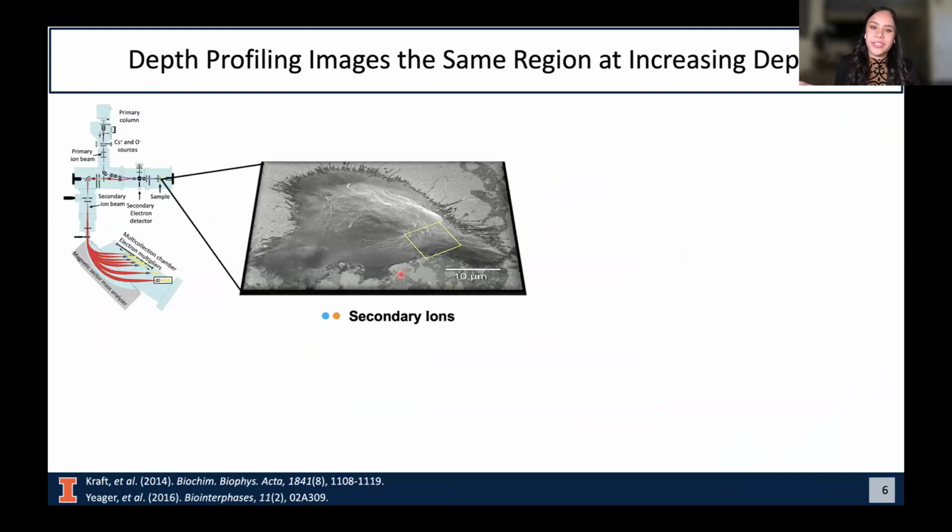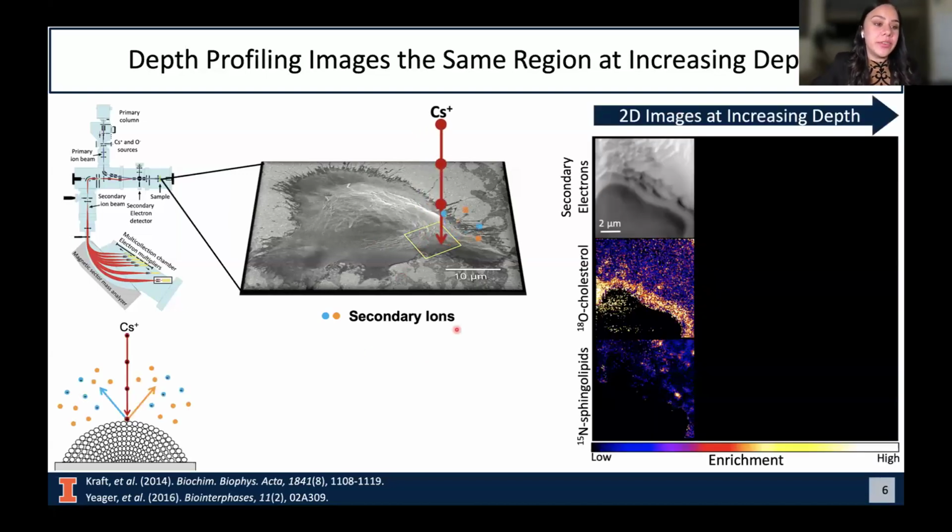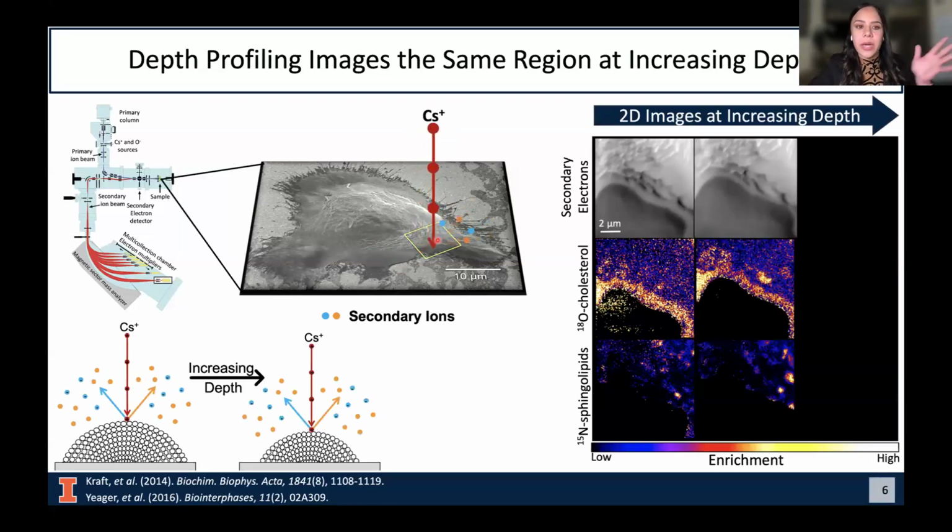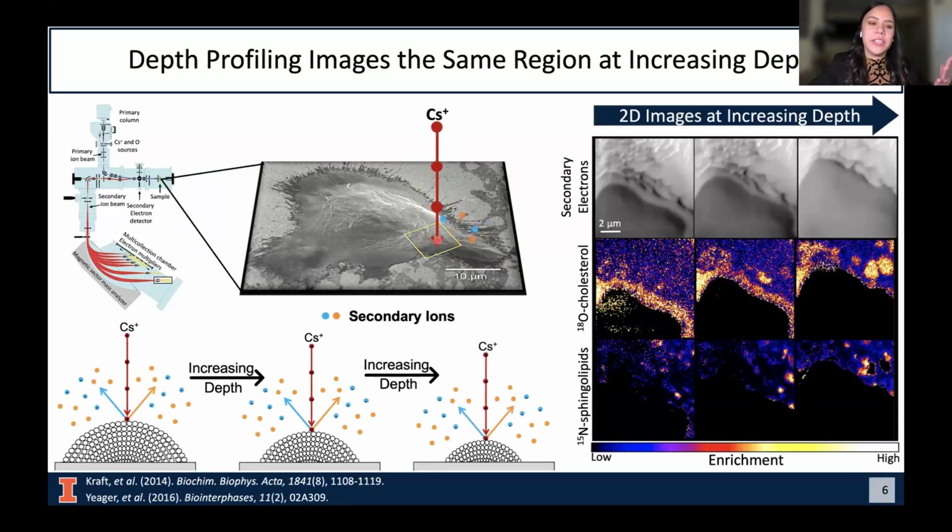So we don't just image the surface of the cell, we can also image inside the cell. We can do this by using depth profiling. During depth profiling analysis, you can either image a portion of the cell or even the whole cell, and then you image it many, many times. So then what you get is a series of 2-dimensional images of the region that was analyzed. And by doing this, we can also create 3D images.